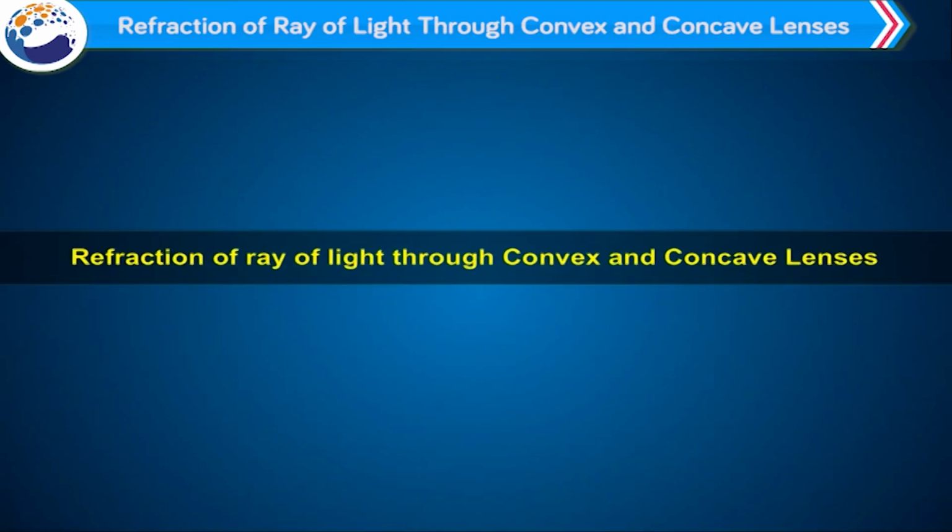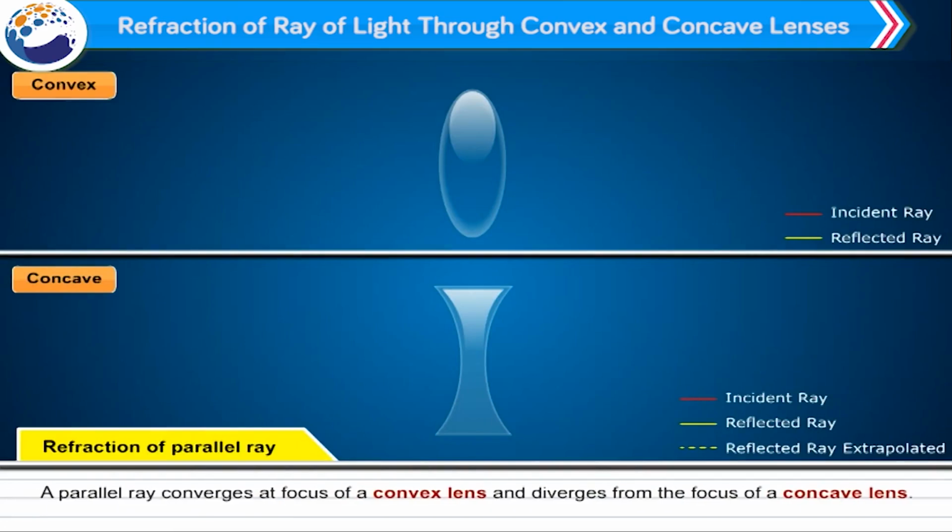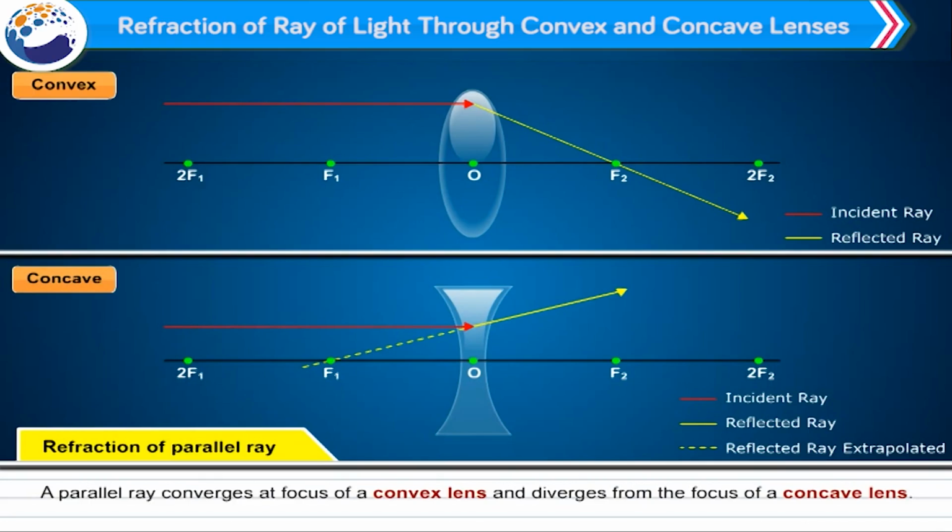Refraction of a ray of light through convex and concave lenses. A. Refraction of a parallel ray. A parallel ray converges at the focus of a convex lens and diverges from the focus of a concave lens.